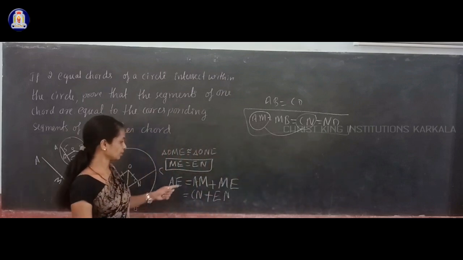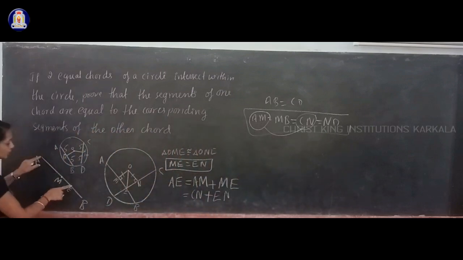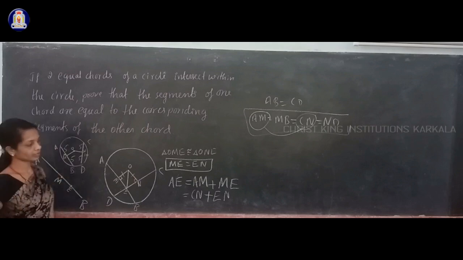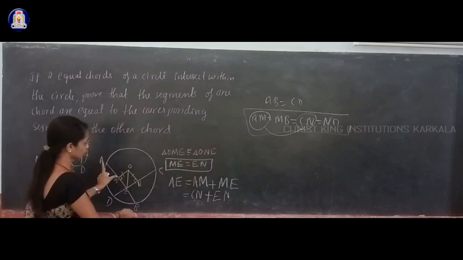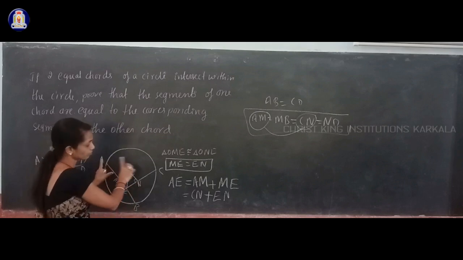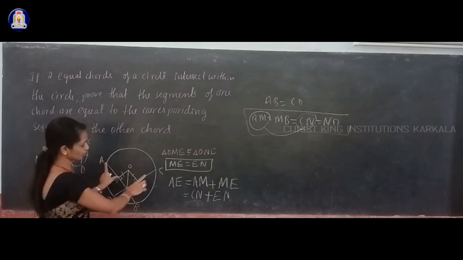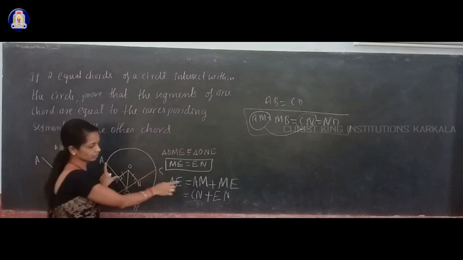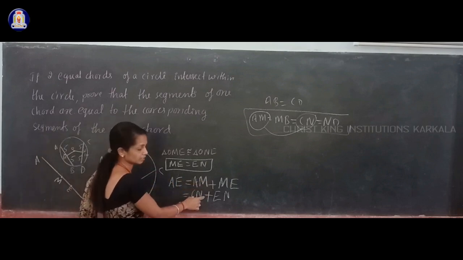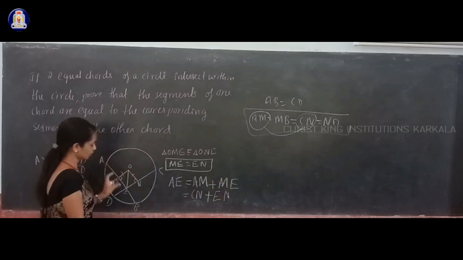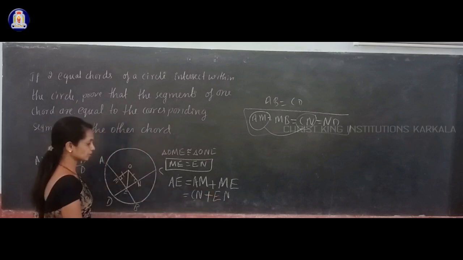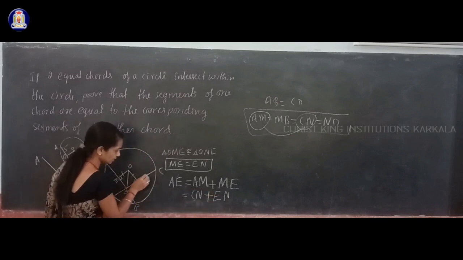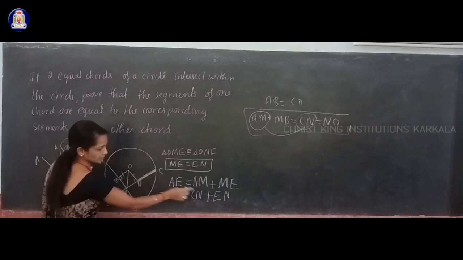The first step we wrote by observing the figure: AE is the sum of two line segments AM and ME. After that, using this, we replaced AM by CN. You have to look at the figure, then you can understand for AM which one we have to equate. For AM we can equate CN. So AM is replaced by CN plus ME. For ME, what we have here is ME is equal to EN. Now you have to see CN. CN is this line segment, CN plus EN.